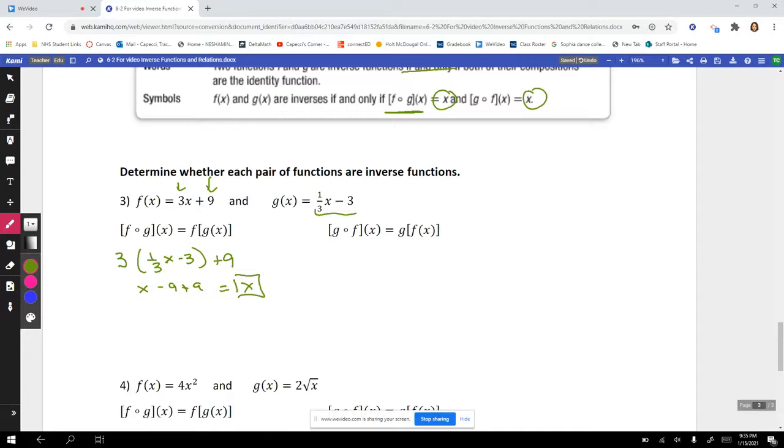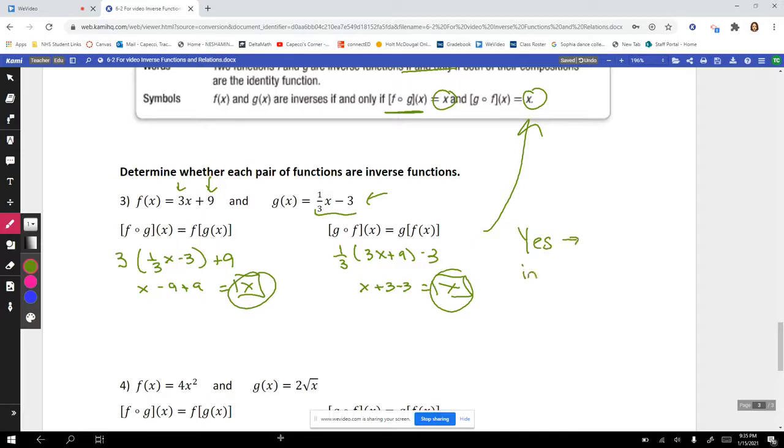I'll do the same thing with g of f of x. So I'm going to start with g, and I'll start by writing the 1/3. As soon as I get to the x, I go to the other function, f of x, and I get 3x plus 9. Don't forget about the minus 3. And I have x plus 3 minus 3, and I get x. And again, we talked about that up here. If when I do this I get x for both answers, then yes, they are inverses of one another.